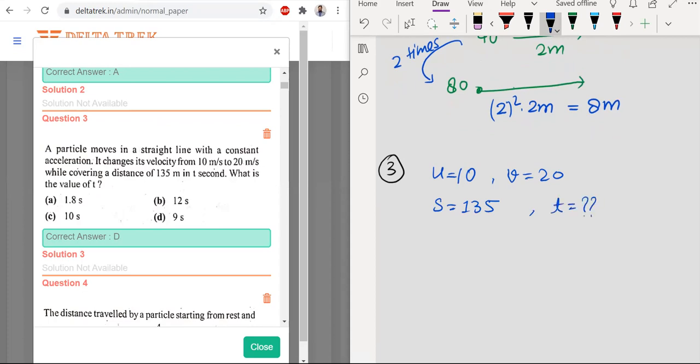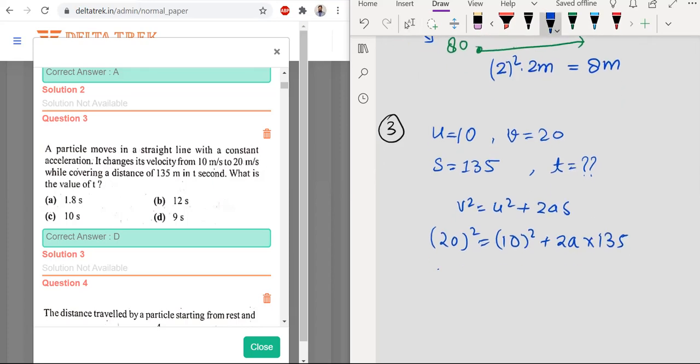Okay, so for t we need acceleration. To find the time we need the equation of acceleration. So what we can do is solve it from the third equation, because in the third equation there is no time. So without the use of time we can solve from this third equation. Using the third equation, it will be v square is equal to u square plus 2as. So v is 20 square, u is 10 square plus 2a, s is 135.